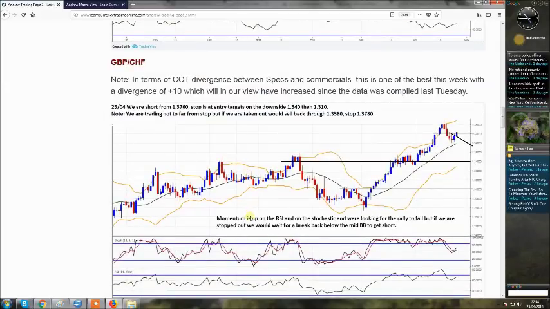GBP Swiss. Actually, I'm in this one. It's actually not doing what I wanted. It's coming up, but it's a relatively small risk. So I'm sticking with this one at the moment.